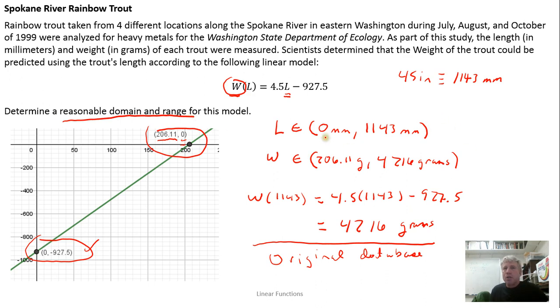Smallest length is 0, don't include the 0. Biggest length, 1,143, that's an uncommon length. What weights are generated? Use those as your domain and range.